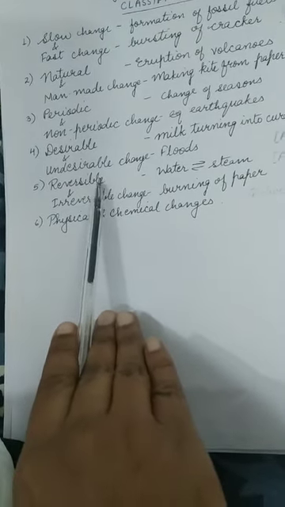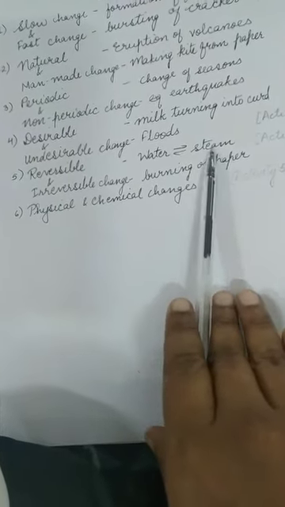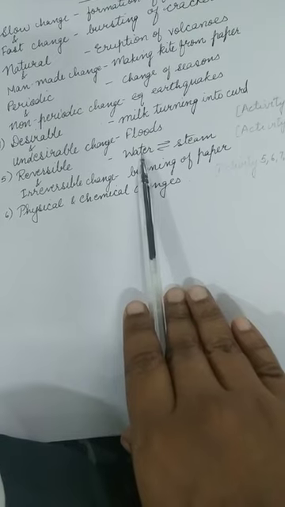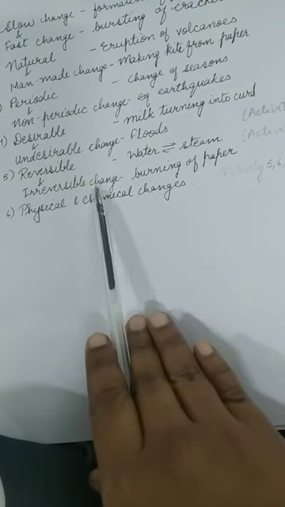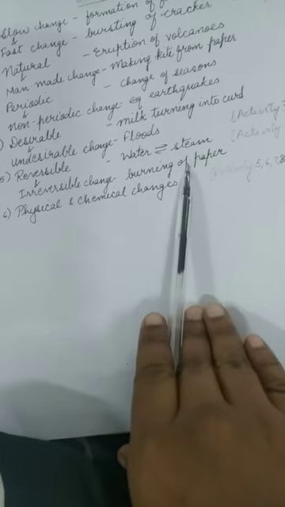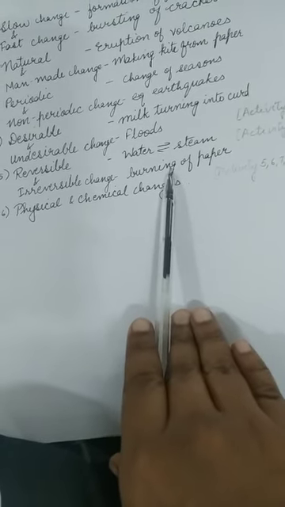Reversible and irreversible changes. Reversible changes, we can get back the original state. It is mostly a change in state, and we identify it with a reversible arrow. We can get back the original substance here. Irreversible change, they can be like burning of paper. We do not get the original substance back.